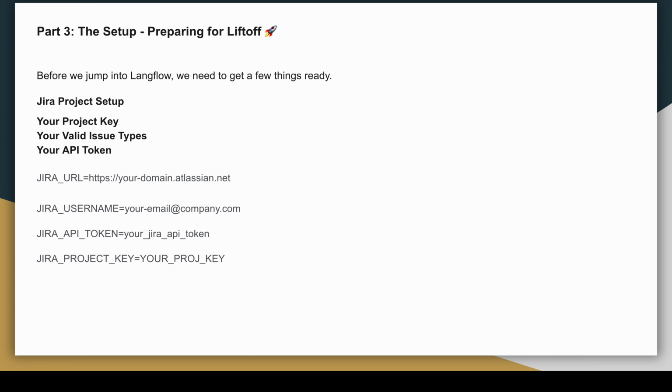Okay, so how the format looks like, we need a Jira URL. So this will be like this: your domain name .atlassian.net, your Jira username, your mail ID, and the Jira API token I already spoke about, and the Jira project. Okay, these are the things which we need.